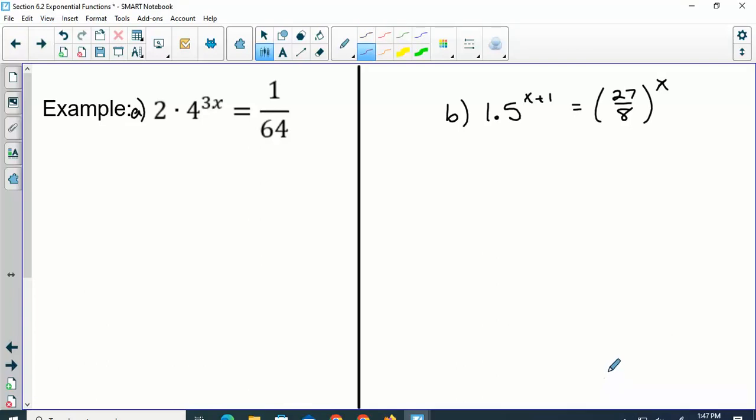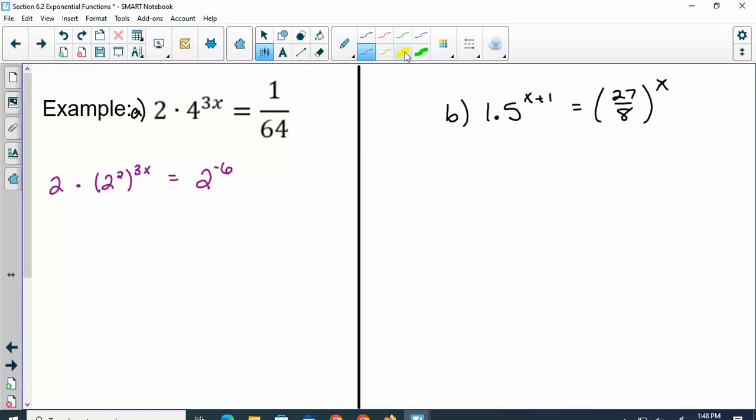Take a look. So the first one seemed to do okay with, got a common base. So this is a 2. We changed the 4 to a 2 squared, and that's to the 3x. 1 over 64 would be 2 to the negative 6. Actually, it was on the bottom, so it had a negative.